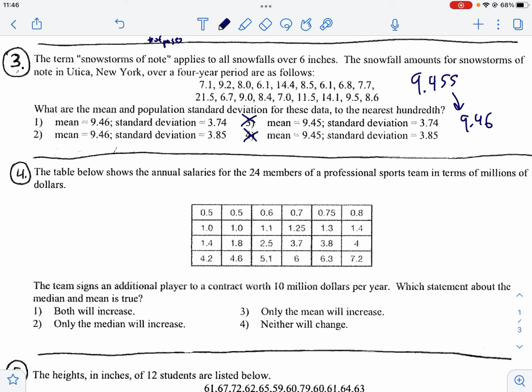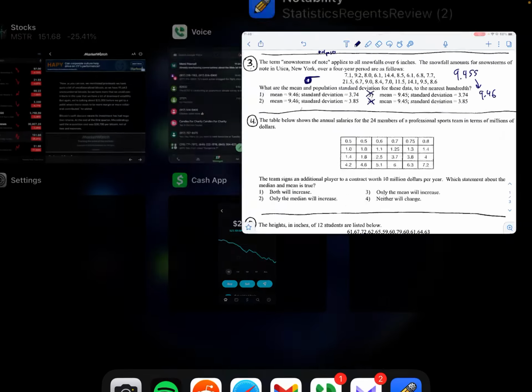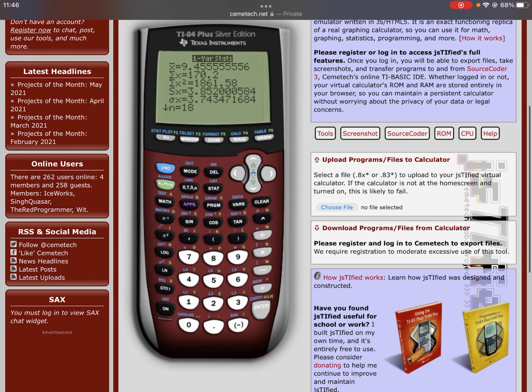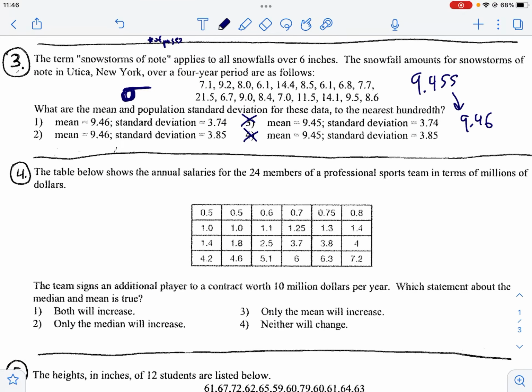So answer choice 3 and 4 are definitely not correct. Now to check the standard deviation, we're going to be looking for the symbol that looks like this. This is the population standard deviation. Looking at our list of values, the population standard deviation is 3.74. So we know the correct answer is choice 1.